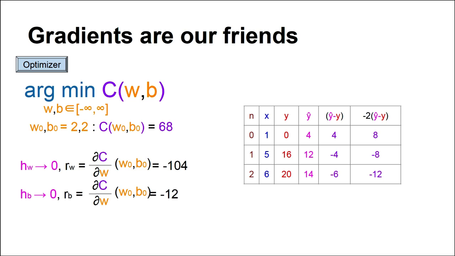So, for instance, in this case, for this position here, I know that if I take an infinitely small step towards w, I will reduce the cost by minus 104 for each step, and if I increase b, I will reduce it by minus 12. And suppose that these numbers are actually positive. That means just that instead of increasing it, I just need to reduce it.